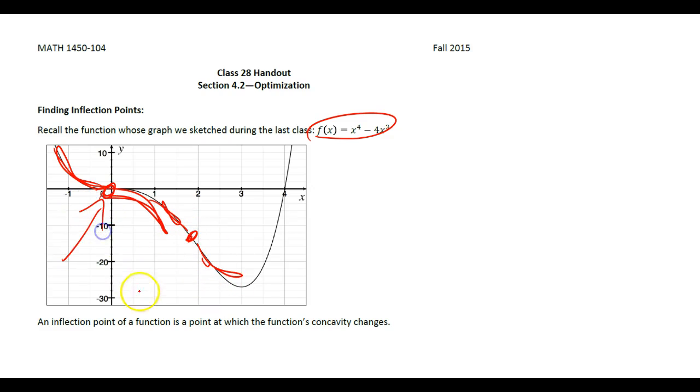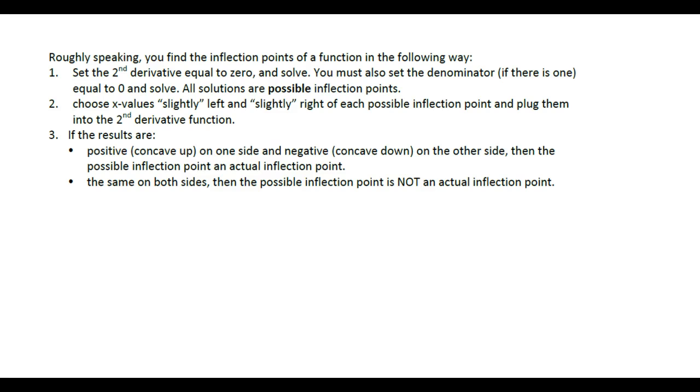So right now I think we have two inflection points on this graph. Okay, so let's see how we find them. So you find the inflection points in the following way. Take the second derivative of the function, set it equal to 0, and solve. Right? And then you need to test it, because sometimes you'll find something that truly isn't an inflection point.